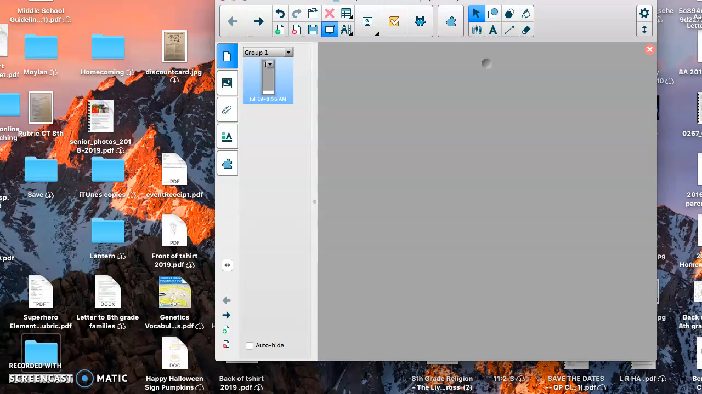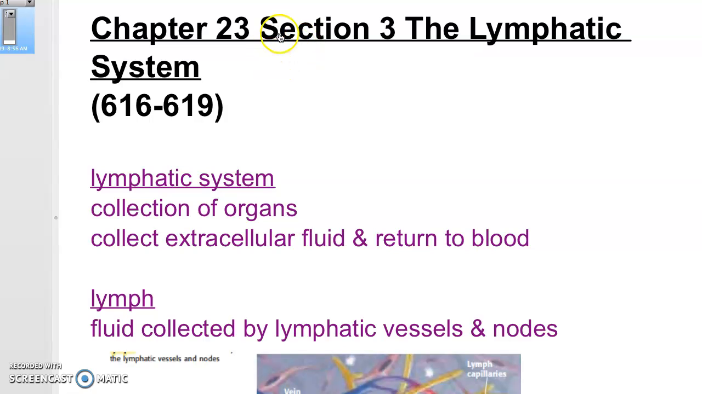Okay, guys, we're actually going to take a step back here and go over some notes that we did a little while back. I actually had you do 2 sections at once. So I want you to pause it if you need to and go find 616 to 619 in your notebook on the lymphatic system. So I'm going to go over that with you right now.